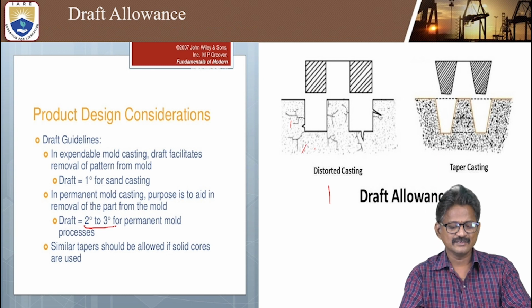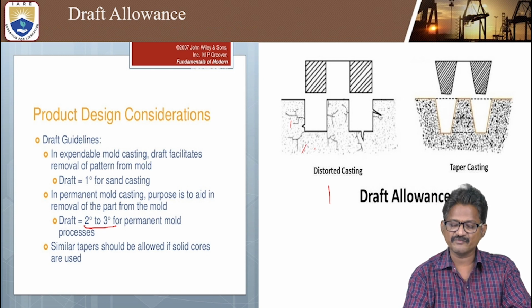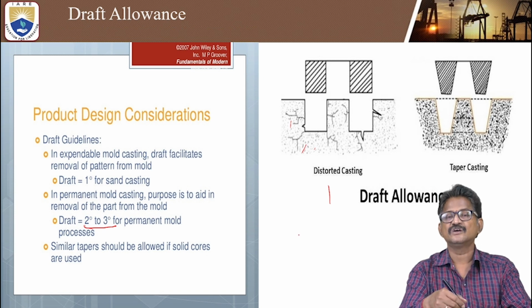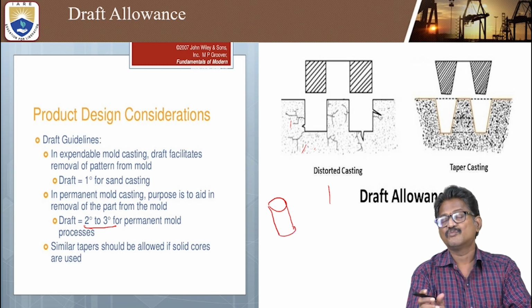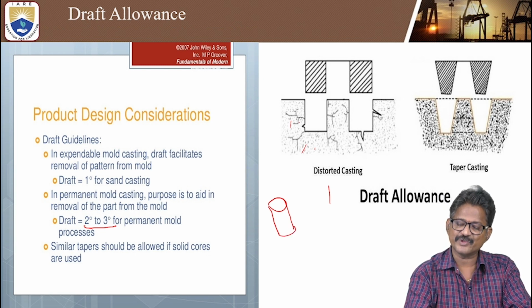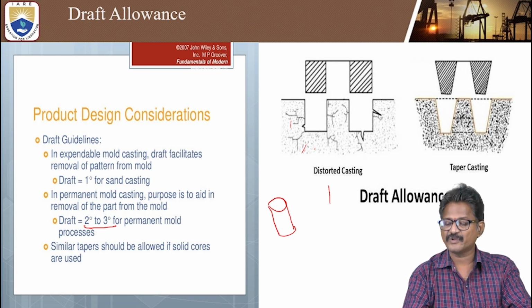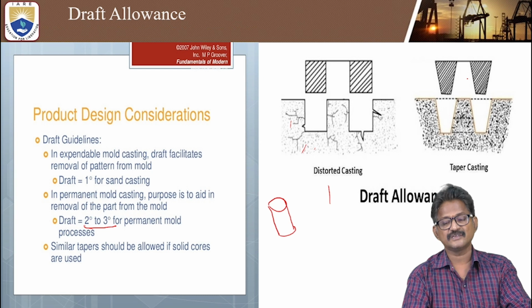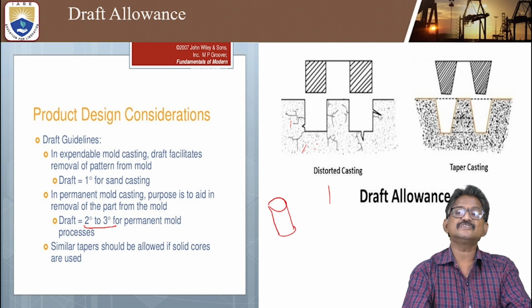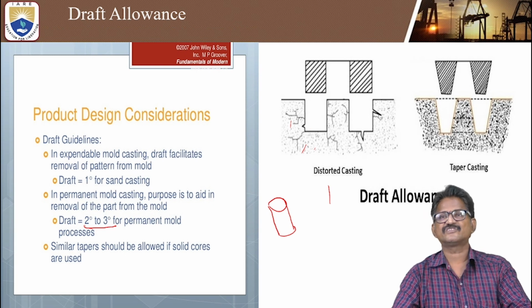Okay, external. Similarly, taper should be allowed if solid cores are also used. For example, when you want a hollow portion, obviously you should provide some cores. Even those cores should be tapered. Otherwise the mold cavity sand will suffer distortion and breaks. You can compare the difference: with the draft the pattern comes out easily, and without it the mold cavity may be disturbed and the pattern may also suffer some disturbance. So this is the draft allowance.